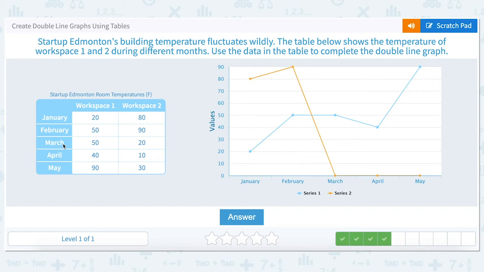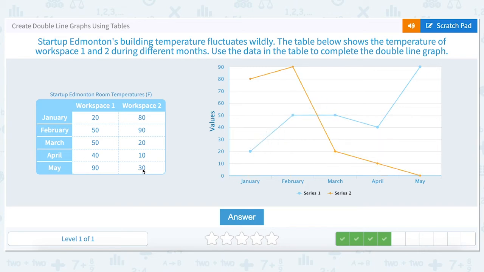In March, Workspace 2 had an average temperature of 20 degrees Fahrenheit. That's pretty cold to be working. Let's plot that point. March, we're going to travel up until we reach 20 degrees Fahrenheit. In April, Workspace 2 was a chilly 10 degrees Fahrenheit. Let's go ahead and plot that point on the axis. We go to April and we travel up the y-axis until we reach 10 and we plot a point.